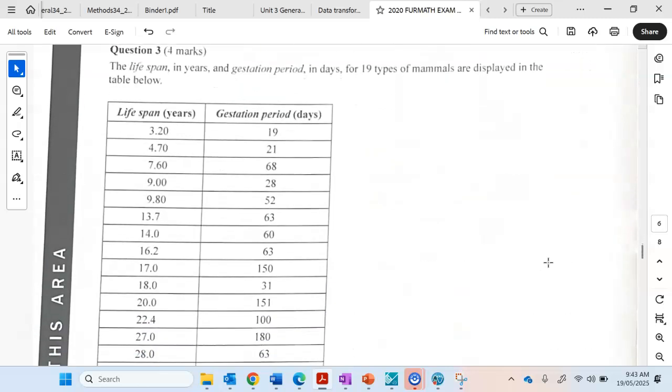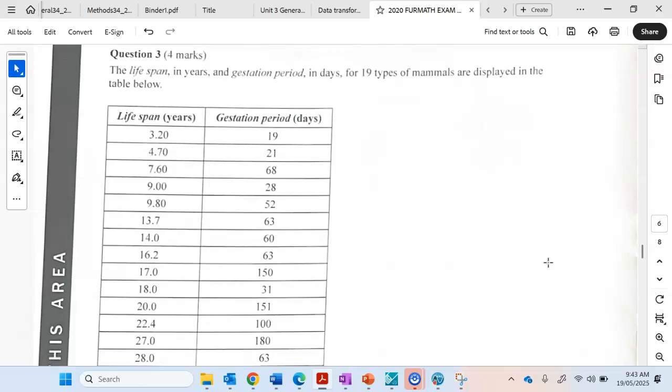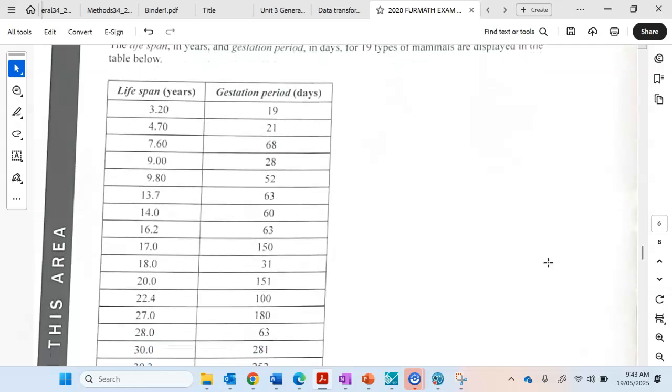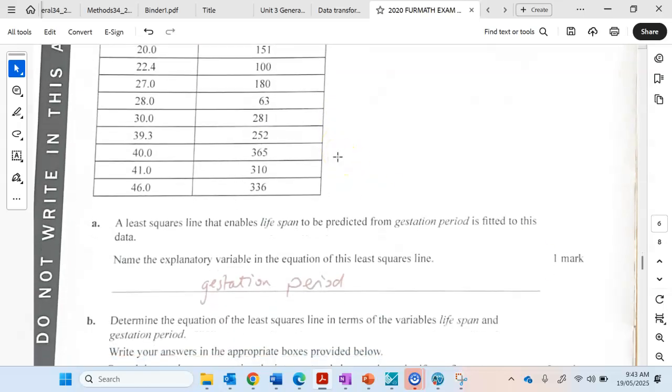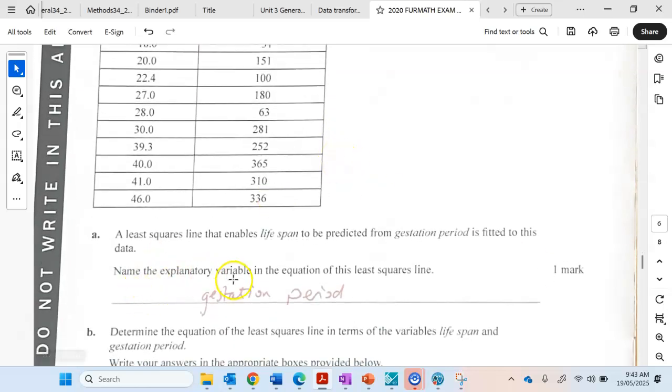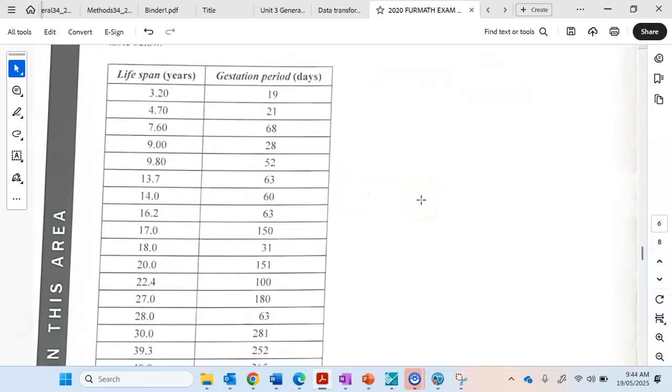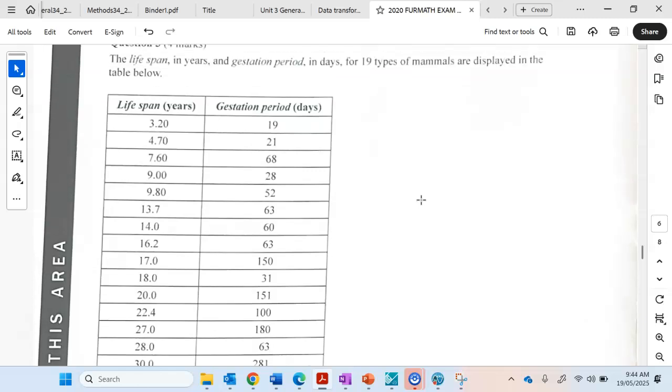All right, let's have a look at this one. The lifespan in years and gestation period in days for 19 types of mammals are displayed in the table below. So we've got lifespan and gestation period. Remember, I think the very first question is name the explanatory variable. So you could think about your variables. You might be thinking, I don't know what gestation period means, and what's lifespan.